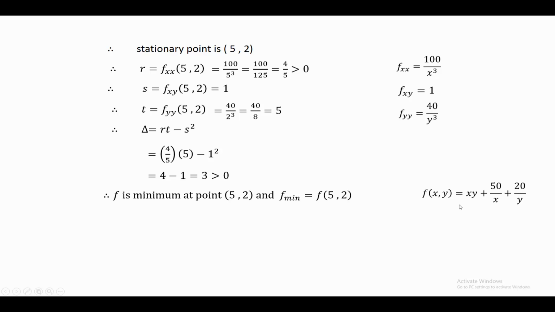We know the function f of xy equals xy plus 50 upon x plus 20 upon y. Here put x is 5 and y equal to 2. So equal to 5 into 2 plus 50 upon 5 plus 20 upon 2, is equal to 10 plus 10 plus 10, and is equal to 30. 30 is the minimum value of the given function f of xy.